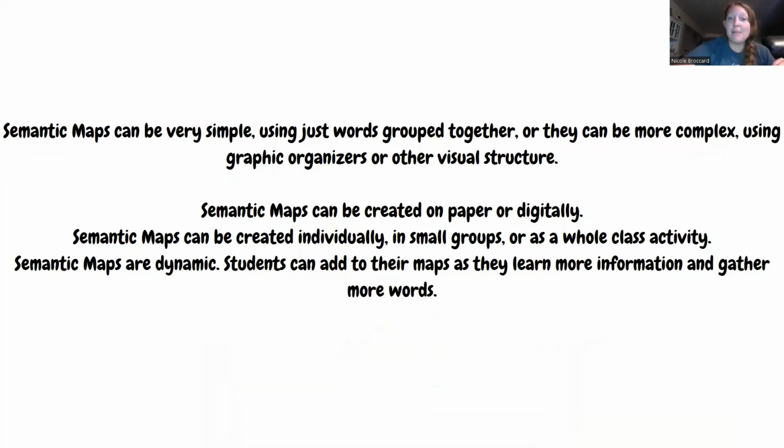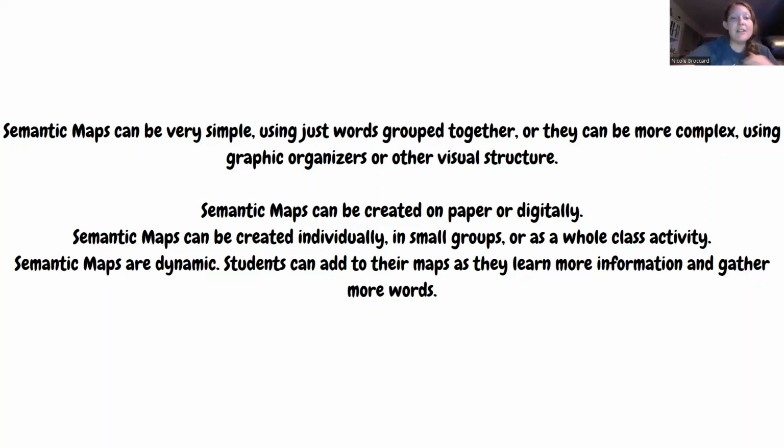Semantic maps can be very simple, using just words grouped together, or they can be more complex, using graphic organizers or other visual structures. Semantic maps can be created on paper, as I have shown you today, or digitally, as I have also shared today with word clouds.